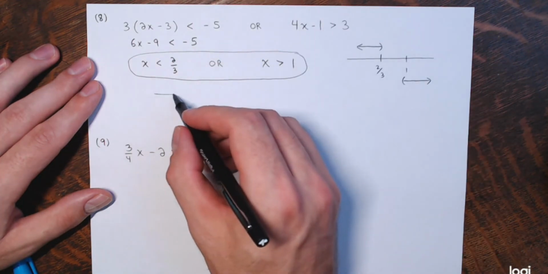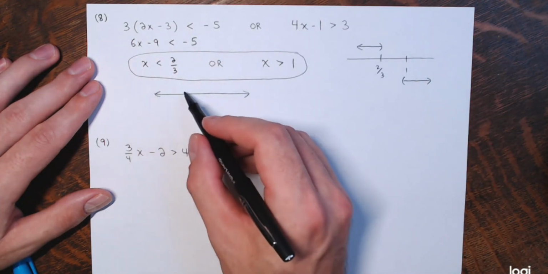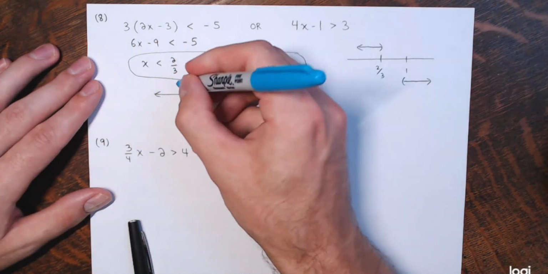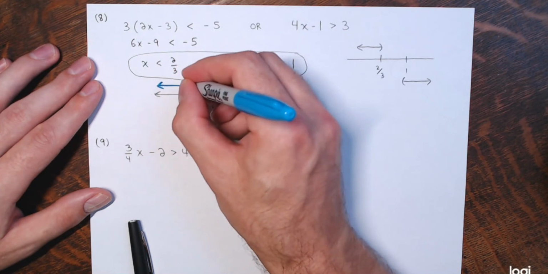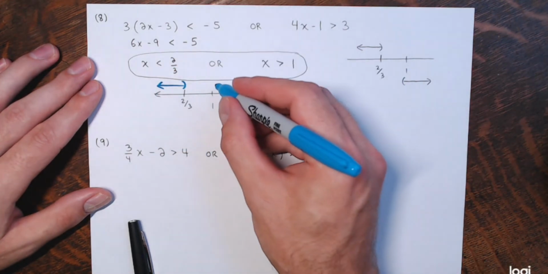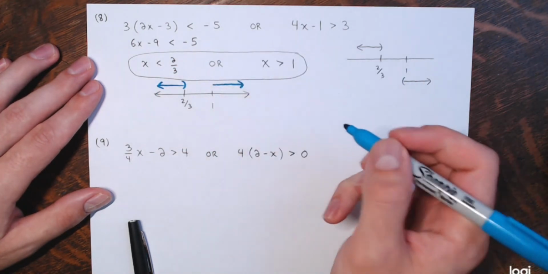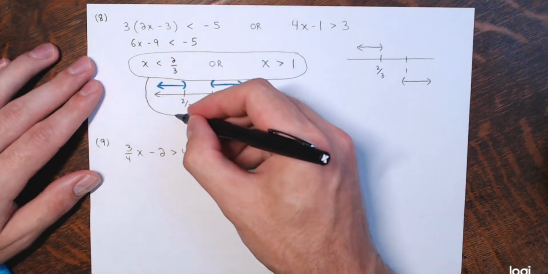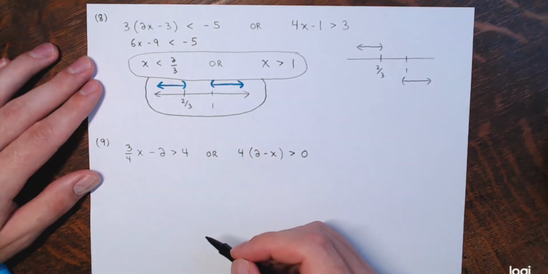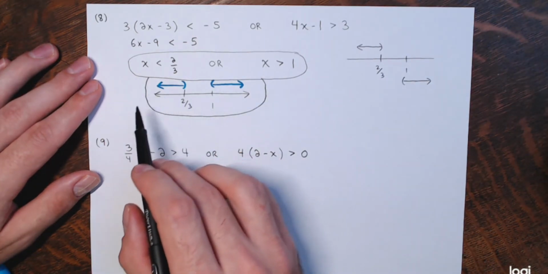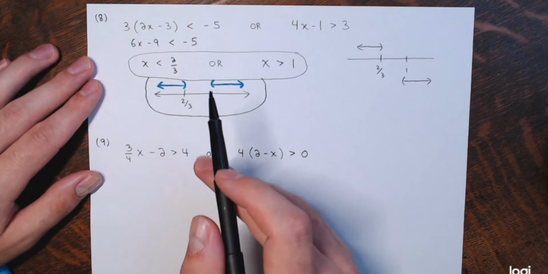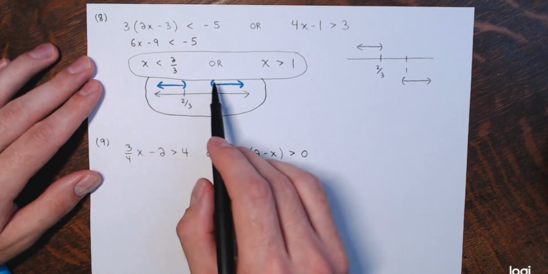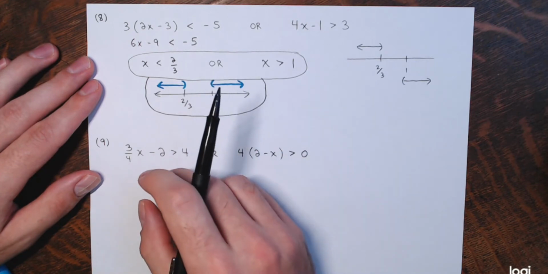And my final graph, you got 2/3, you got 1, and all the numbers less than 2/3 are solutions, but not 2/3 itself. All the numbers greater than 1 are solutions, but not 1 itself. There's your final graph. And then the interval notation, as in the first 7 examples, there's a break in the graph here, there's a gap. So I'm going to be writing 2 intervals connected by that union symbol for the word or.